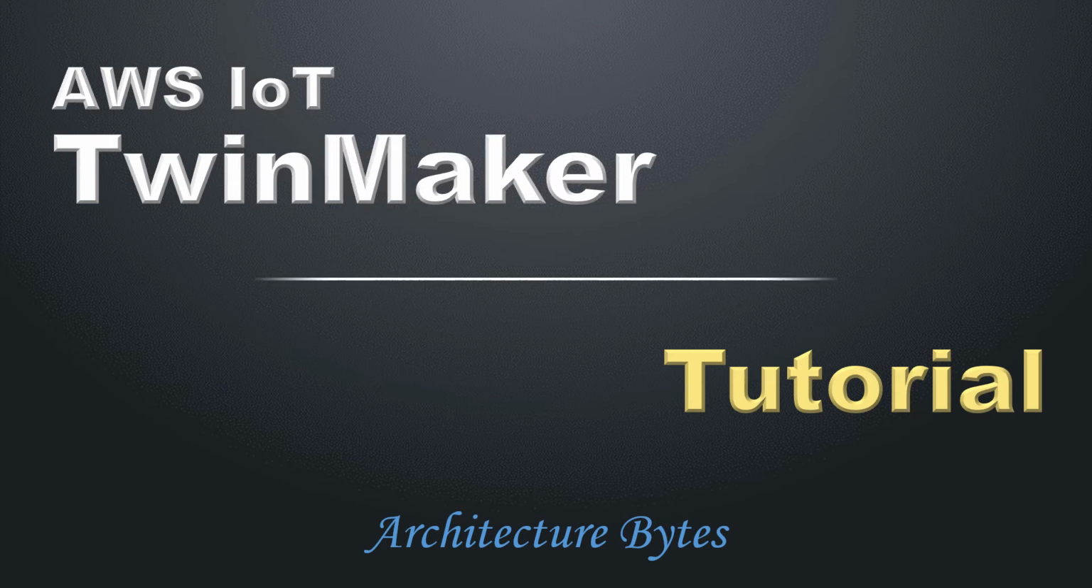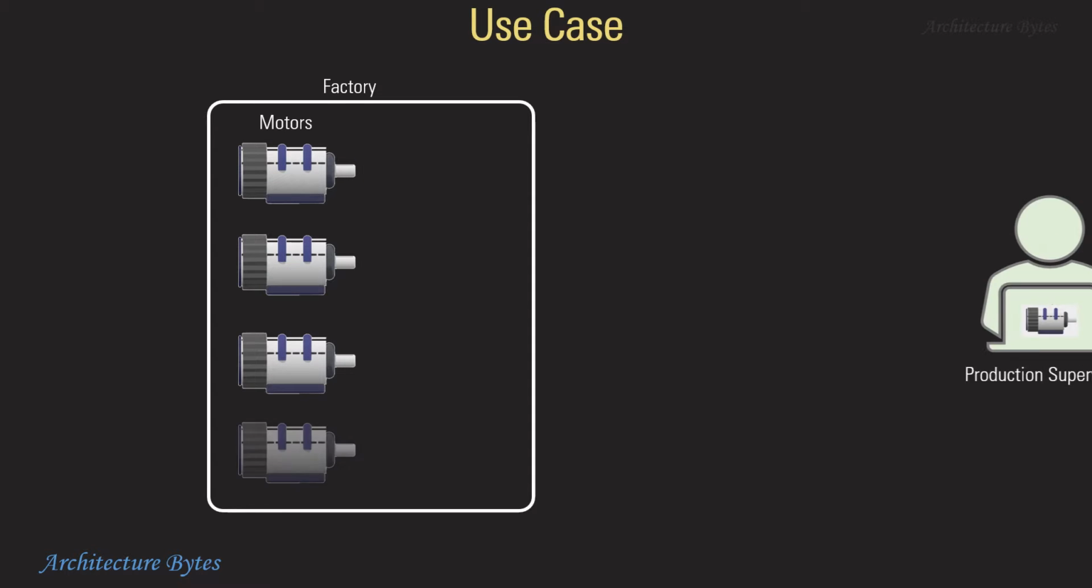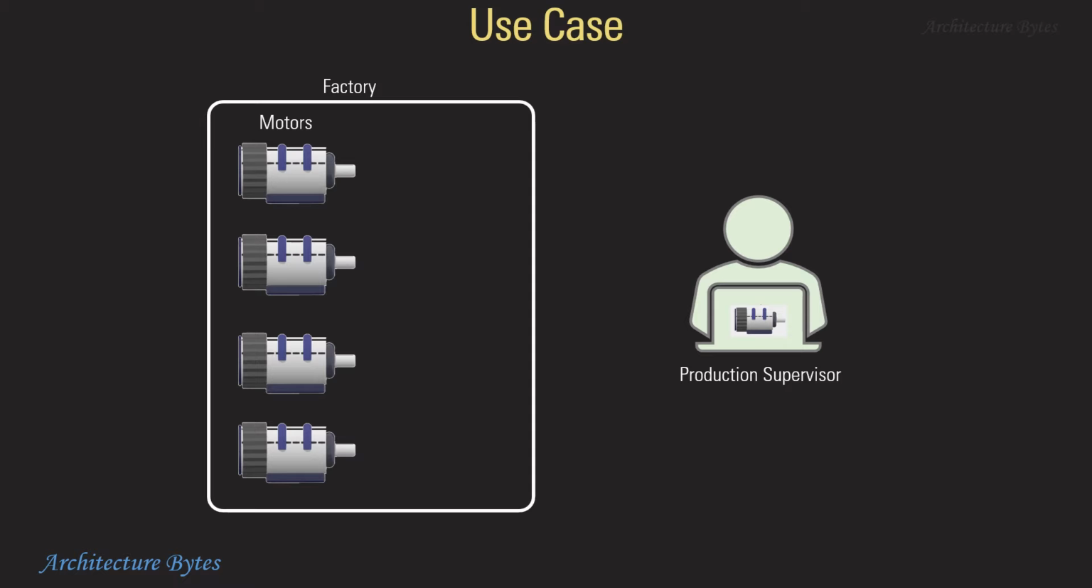AWS IoT TwinMaker tutorial. Our use case is we have a factory where there are motors running on the production floor. Production supervisors want to see a visual representation of current and historical status of these motors, specifically their speed.